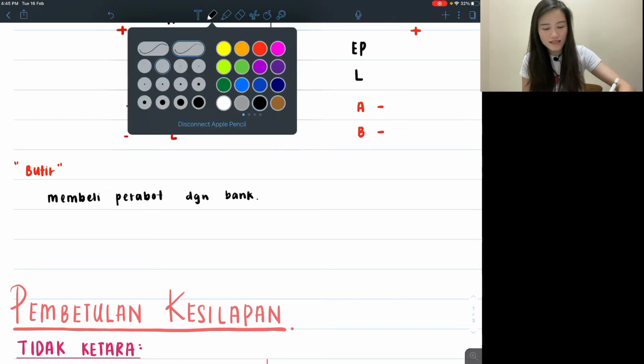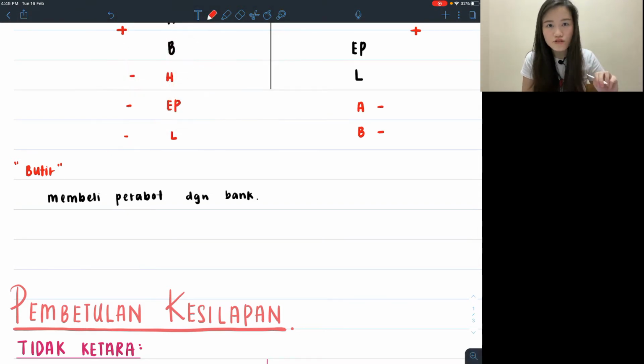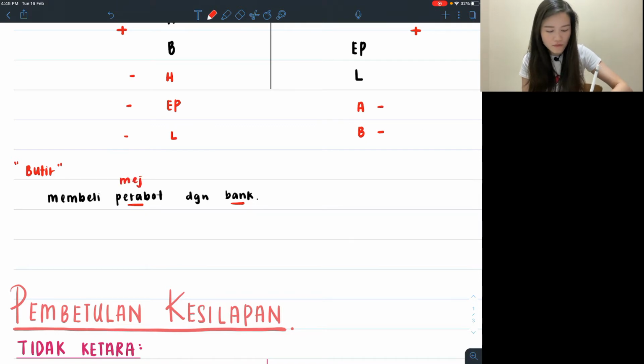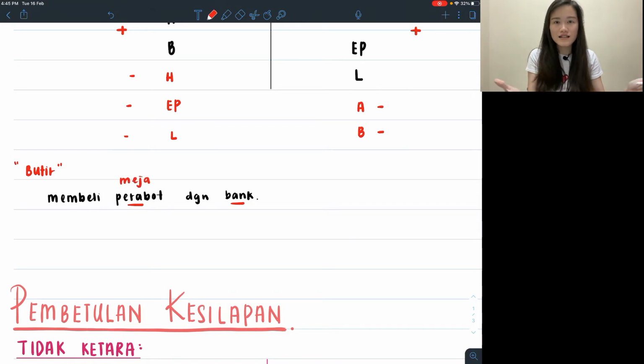From this sentence itself, we will find out dua butir. So what are the butir? The butir are perabot and also bank. So lucky enough for this kind of sentence, you don't have to change the butir, because sometimes perabot can also be written as meja, kerusi, or rak. Okay, so all these then you have to automatically change into the word perabot. But this sentence doesn't require you to change. You just need to acknowledge it.